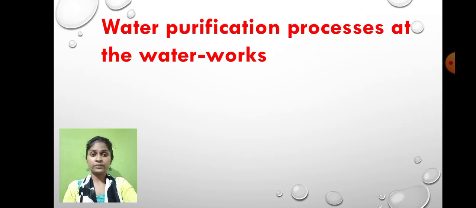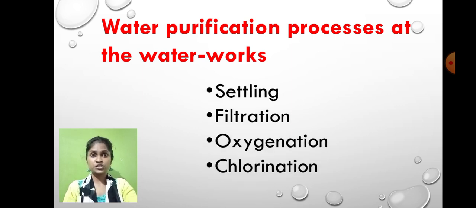So water purification is done at 4 levels. So what are those processes of water purification? As you can see over here, settling, filtration, oxygenation and chlorination, these are the 4 processes of water purification. By these 4 processes we can purify the water very easily. So let's see them once again.